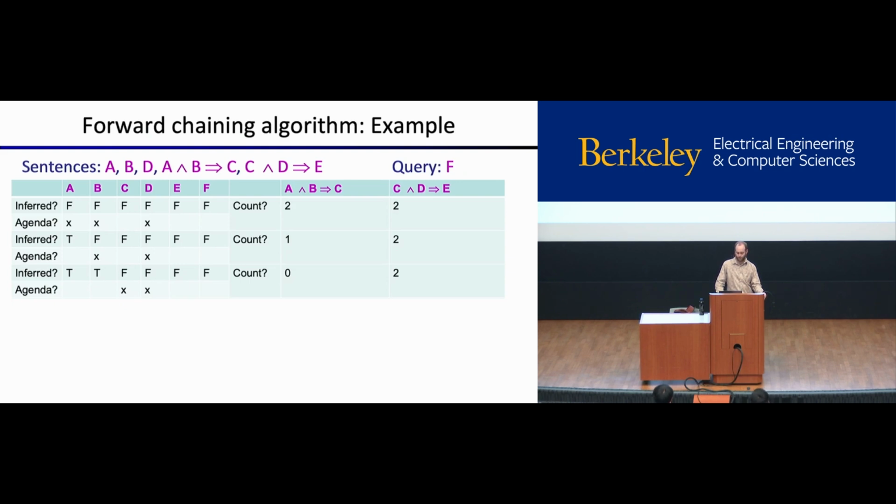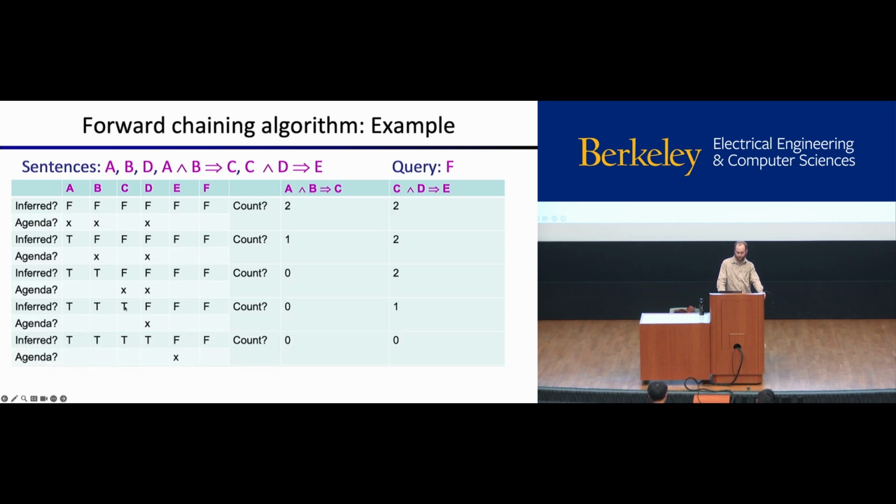Okay. Next up, we'll take the first thing off the agenda. Now it's C. So we remove it from the agenda. We set inferred to true. And C is one of the symbols in the premise over here. So we decrement the count associated with that clause or sentence.